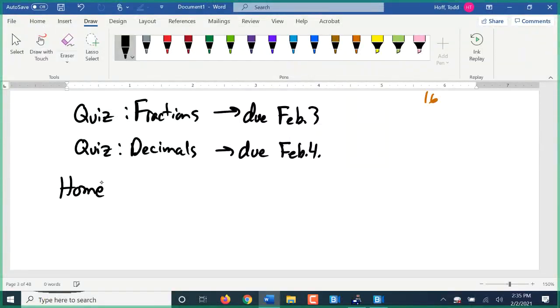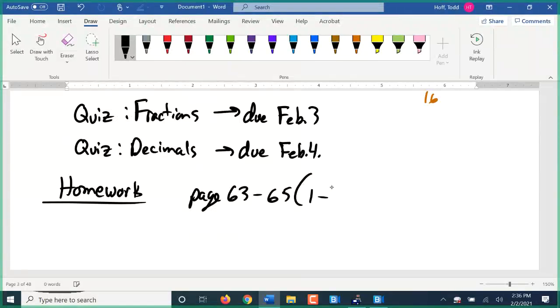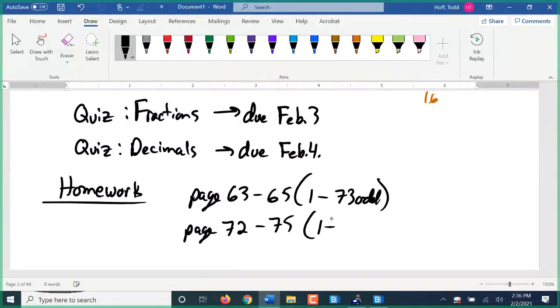Our homework for today on decimals is page 63 through 65, 1 through 75, or 1 through 73 the odd, and page 72 through 75, 1 through 67 the odd.